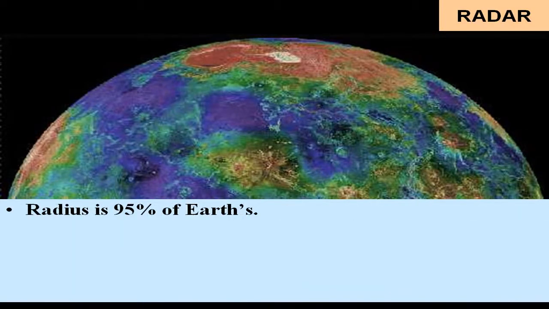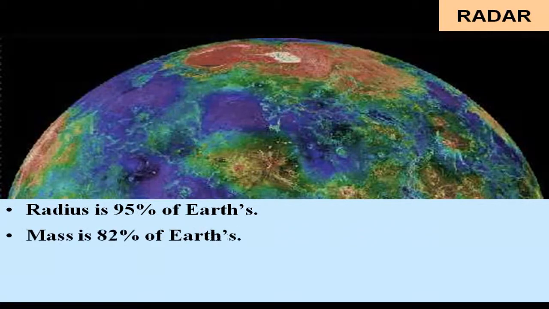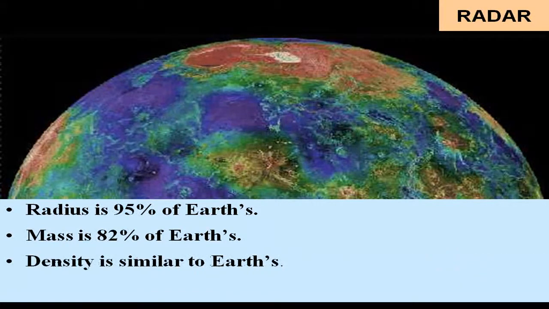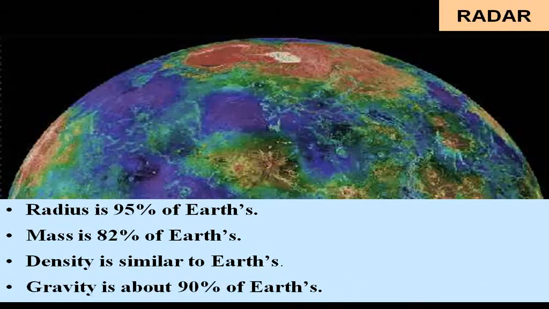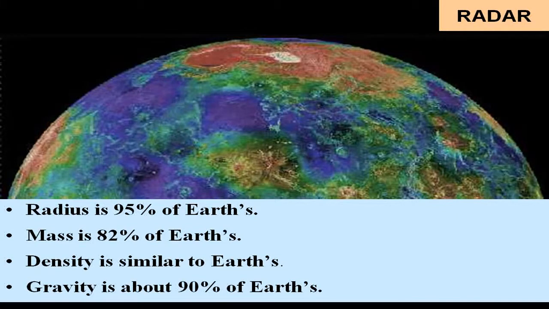We find that the radius of Venus is 95% that of Earth. Its mass is 82% that of Earth. So it's truly a sister planet. It's on the order of the size of Earth. Density is similar to Earth's. Gravity is about 90% of Earth. So if you went to Venus, you would weigh 10% less.